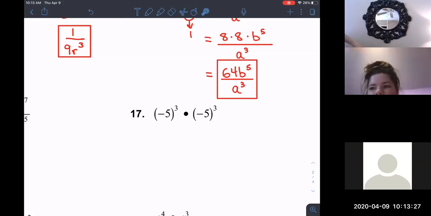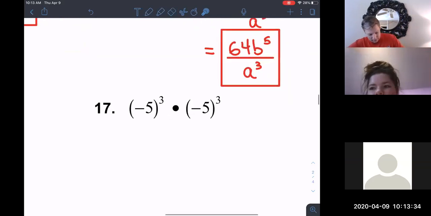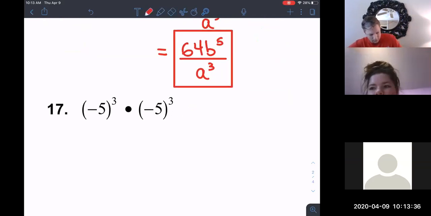Right back. Yeah. So for 17, if we follow the rule, we're going to add the exponents. So that gives me negative 5 to the 3 plus 3, which is 6. Or if we simplify these, we go ahead and type in our calculator negative 5 to the 3rd power. That gives me negative 125. So negative 125. This is also negative 125.